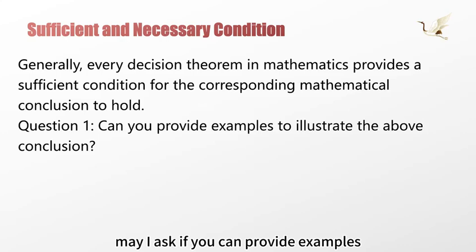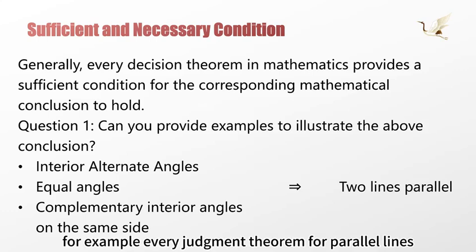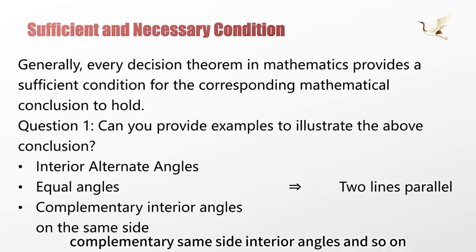May I ask if you can provide examples to illustrate the above conclusion? Please think carefully. For example, every judgment theorem for parallel lines provides a sufficient condition for two lines to be parallel, such as equal alternate interior angles, equal corresponding angles, supplementary same-side interior angles, and so on.